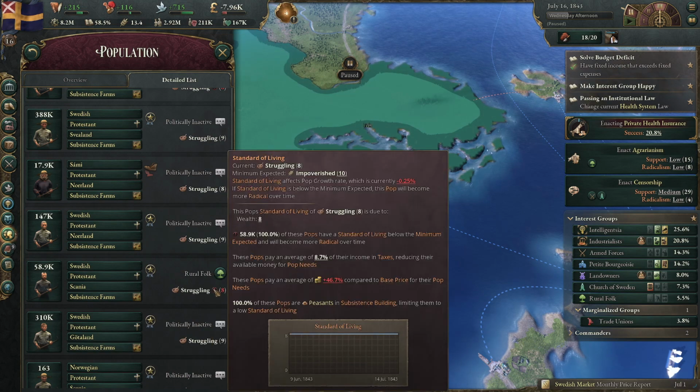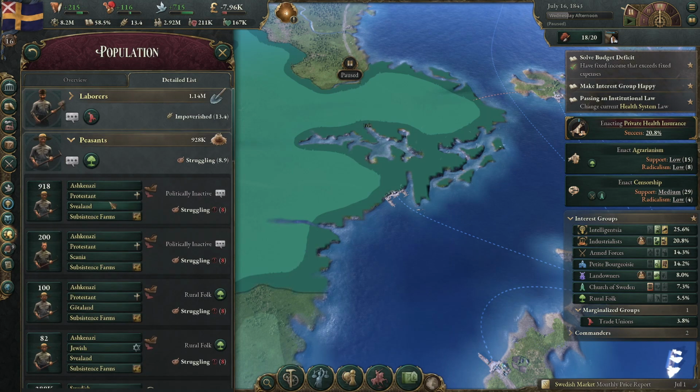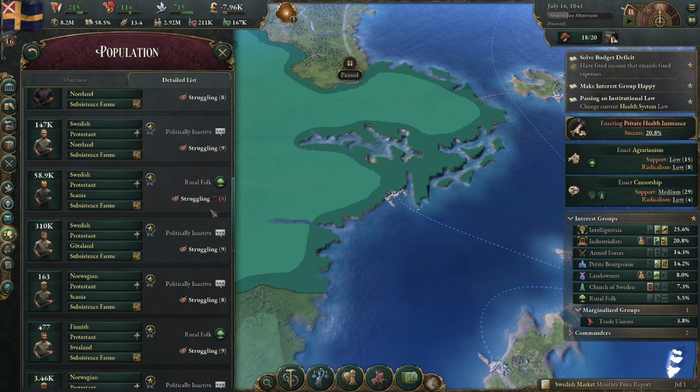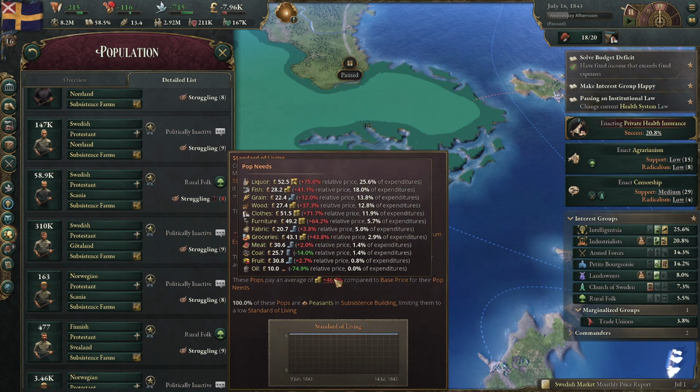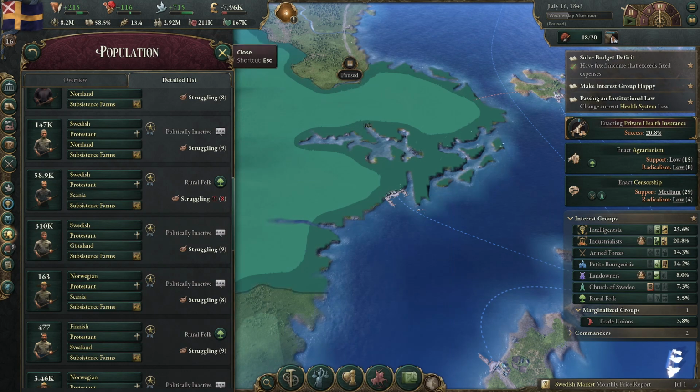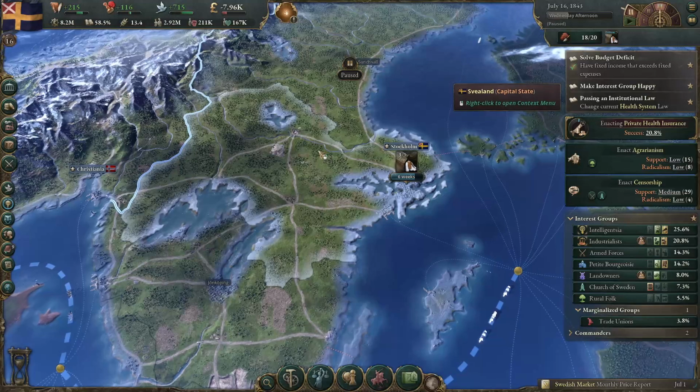It says struggling, and what we've got here is Swedish Protestant peasant in Scania. If you see the breakdown here, this is a bit more refined. You can see that they're complaining about the basics, which is furniture, clothes, wood, grain. And that's something I would like to possibly fix in this part.